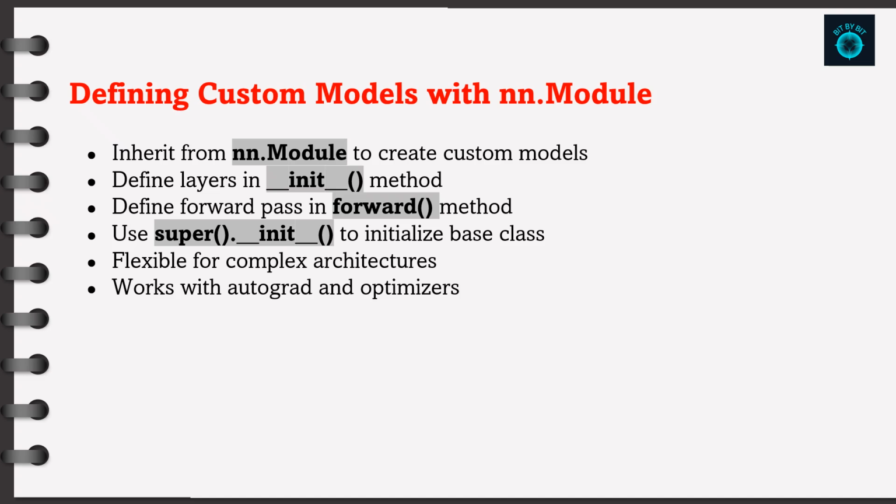We must call super.__init__ to properly initialize the base class. Next, we define the forward method. This is where we describe how the input flows through the layers and activation functions. This approach gives us full control over the architecture, and it integrates perfectly with PyTorch's automatic differentiation and optimizers. Now let's look at an example.